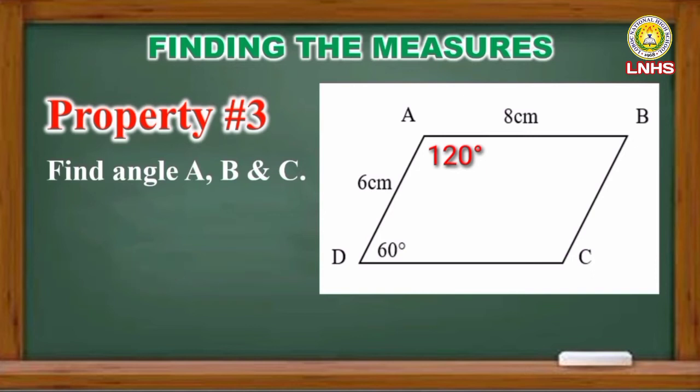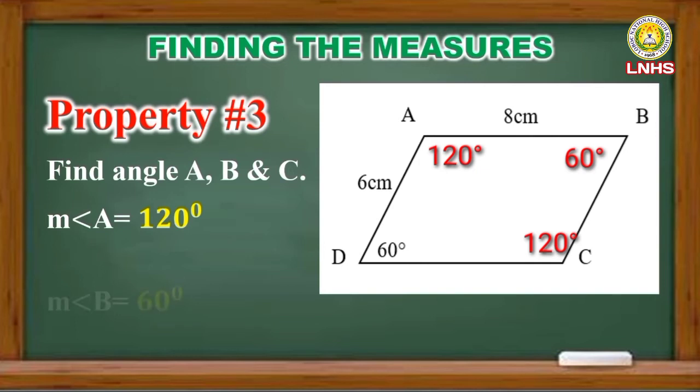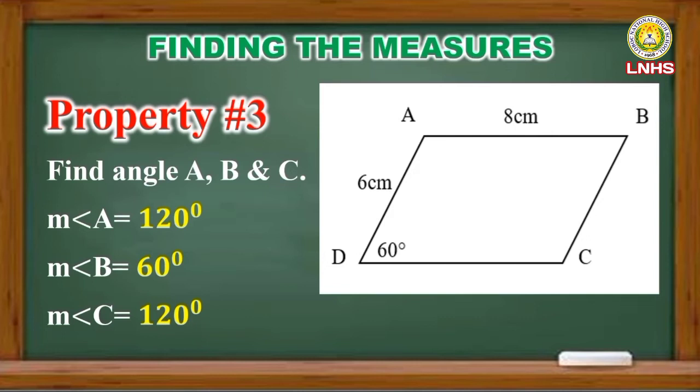Same with A, it is consecutive to B, so therefore angle B is equal to 60 degrees. And then angle C is equal to 120 degrees because angle B and angle C are consecutive angles and they are supplementary. So the answer is: measure of angle A is 120 degrees, measure of angle B is equal to 60 degrees, and measure of angle C is 120 degrees.